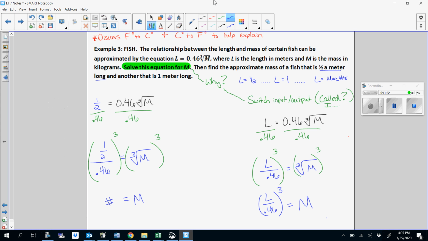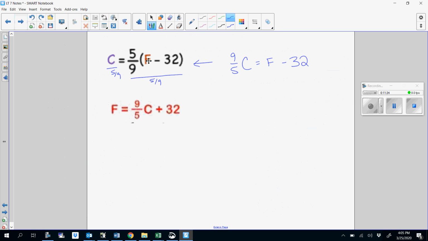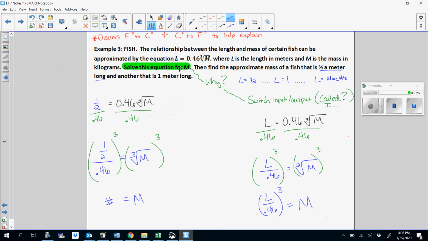So just like Fahrenheit and Celsius, the first equation here is better suited to plug in Fahrenheit, but the second one's better suited to plug in Celsius. Well, in our previous problem, the first equation we were given was better suited to plug in mass, but if you rewrote the equation solving for M, that equation is better suited for plugging in L, the length.